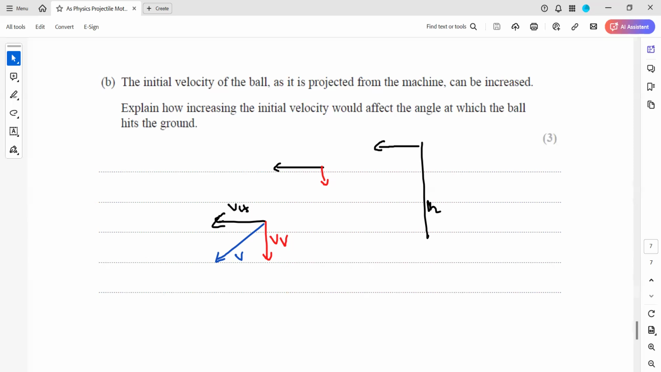Now, what about the horizontal component? If we launch at a higher horizontal speed, then the value of the horizontal component will be greater, and the vertical component remains the same. What will happen to the resultant velocity? This is an example representing the resultant velocity.